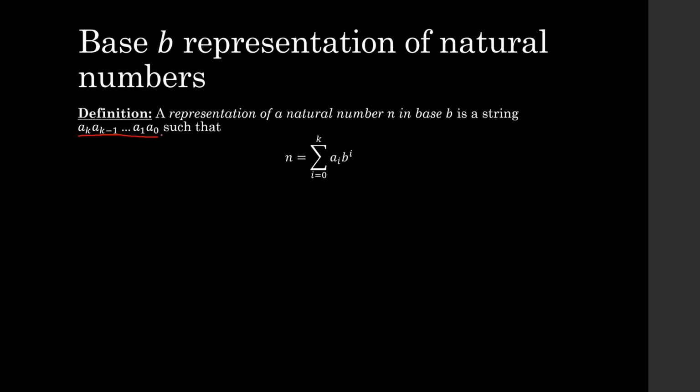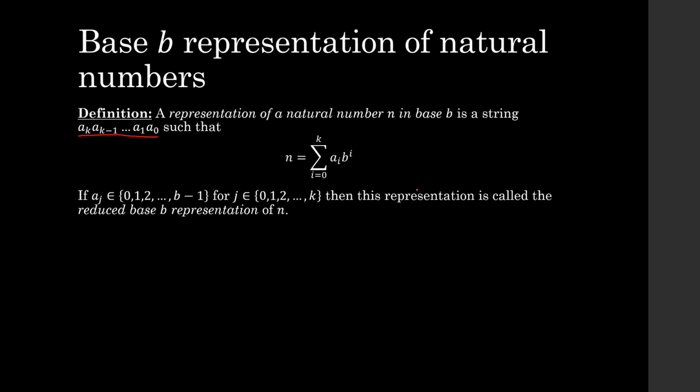So what does that mean? That means that if I multiply a_0 by b to the 0, so by 1, and then I multiply a_1 by b, and I multiply a_2 by b squared, a_k by b to the k, and so on for each of those, and I add all of them, I'm supposed to get n. And that's the only way that this string is called a representation of a natural number n in base b.